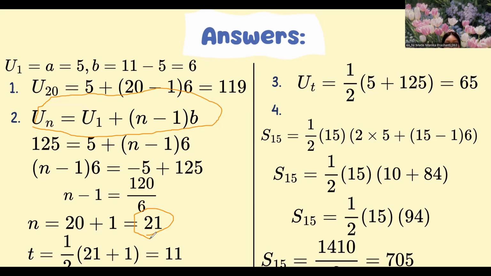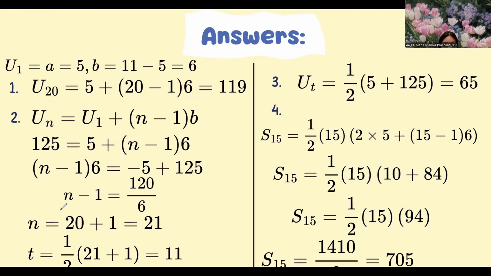And next, after we find n, we use the T formula. The T formula is half times n plus 1. And we substitute the value and evaluate, and we get T is 11. So, the position of the middle term is 11.